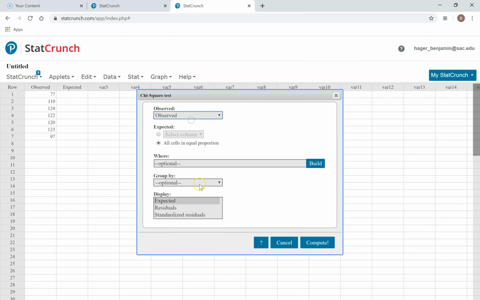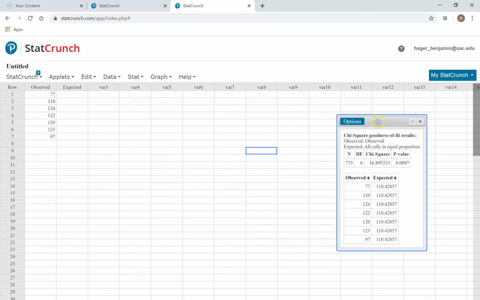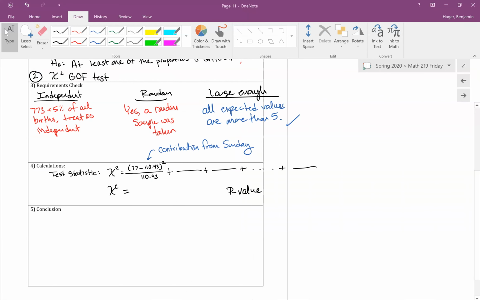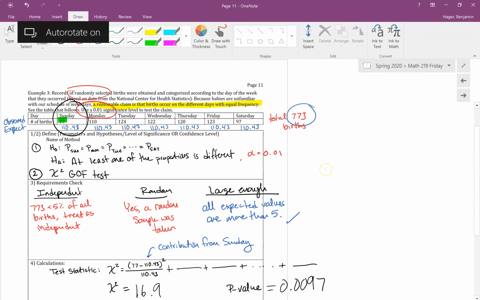I'm curious, can I see, is that all I've got, my options? I was hoping it would maybe show me the contributions, but I don't see that option here. Kind of curious which one might have pushed it around more than the others. Anyways, that's what I need, my p-value, right? So my chi-squared is 16.9, let's say, and 0.0097. 16.9 and 0.0097. All right, so that is from StatCrunch.